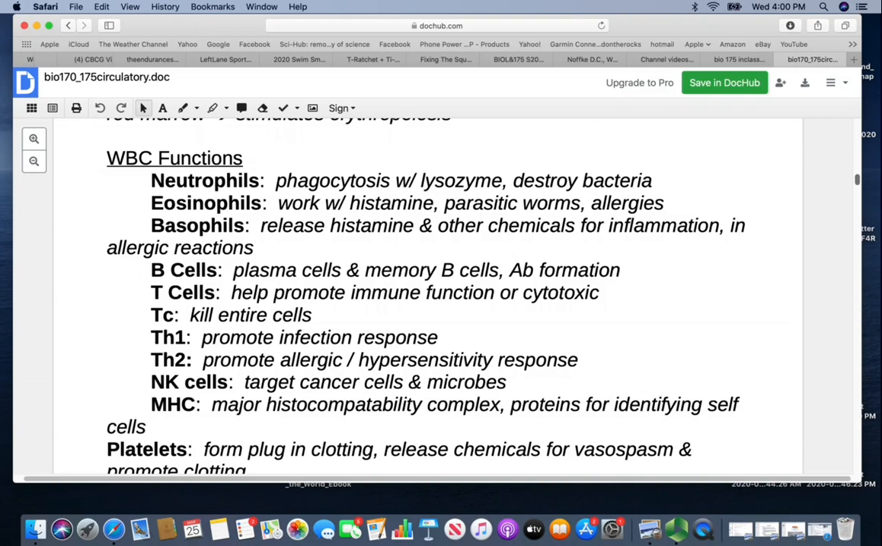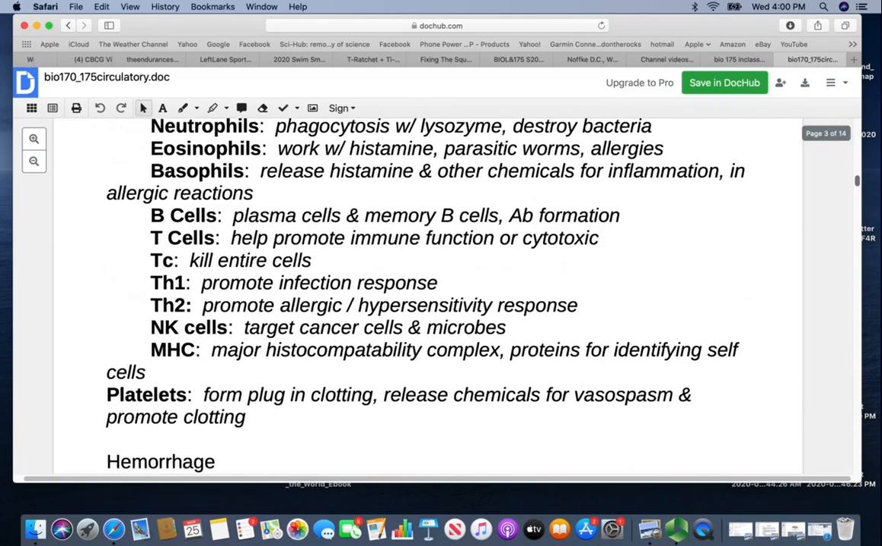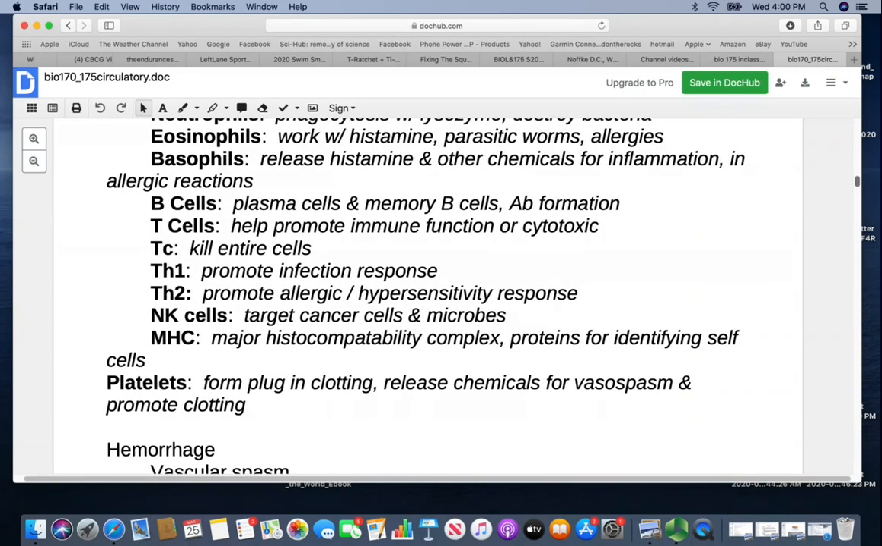Our B cells, these are going to include plasma cells and memory B cells. Their job is antibody formation. With the T cells, they're going to help promote immune function or be cytotoxic. So your TC are your cytotoxic T cells. They kill an entire infected cell. If something's infected with a virus, there's no way of getting it out of the cell. The only option for the body is to kill that infected cell.